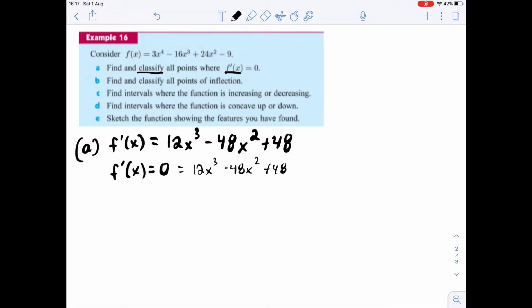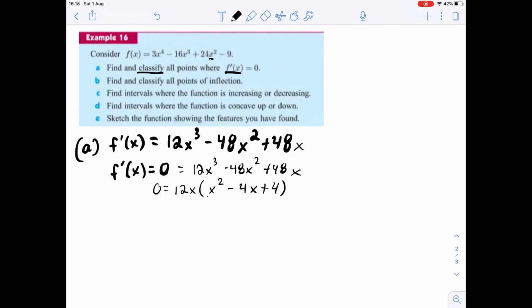So what can I do here? What am I missing? I see what I did there. There's an x that goes there because that's an x squared. So I'm going to divide everything by 12x. That's the greatest common factor. And I get x to the second minus 4x plus 4.